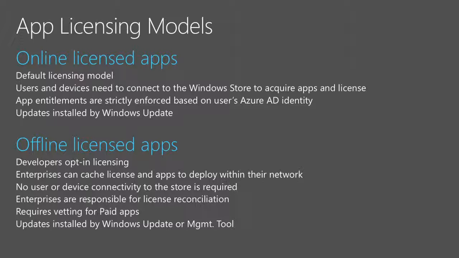And the last part is how updates are applied. By default, if those devices have connectivity to the store, they'll be updated via Windows Update. If they don't have connectivity to the store, since you're able to cache the actual app packages, via the sync mechanism that we'll talk about a little bit later, you'll be able to take those updates and deploy them directly via a management tool onto those devices.